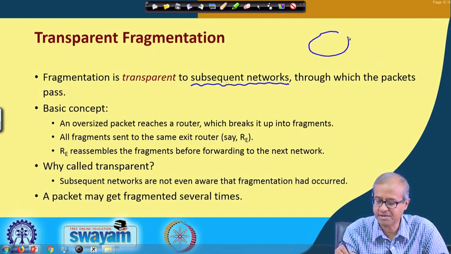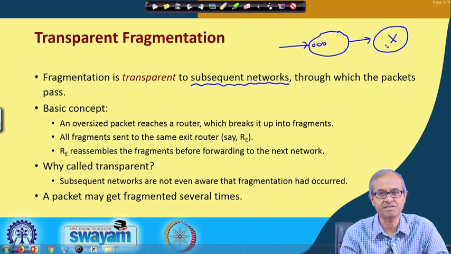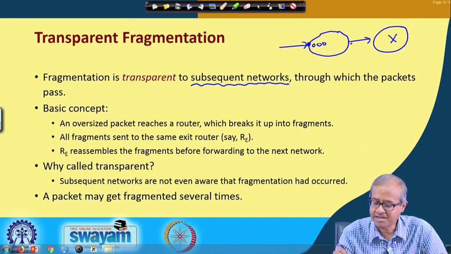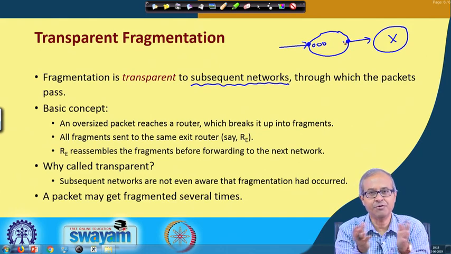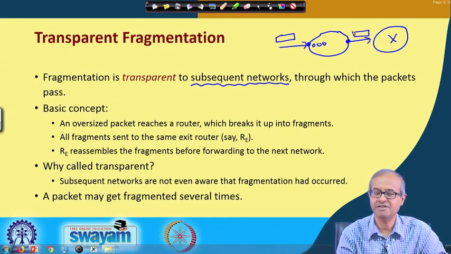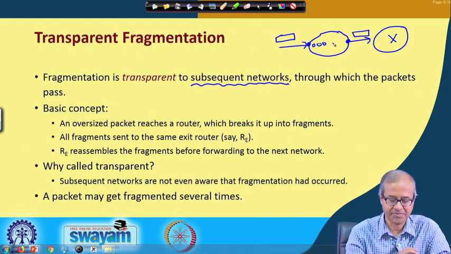But you see the idea is something like this. Suppose I have a network here, a packet is coming, it is getting fragmented, it is coming out. The subsequent networks do not need to know that a fragmentation has taken place. The idea is that if there is fragmentation, then the exit router in the same network will be responsible for reassembly. It will again put the fragments back together, so that the original packet which was there here will again come out of this network. So, fragmentation and reassembly happen inside this network, and it is totally transparent to the other networks, right.